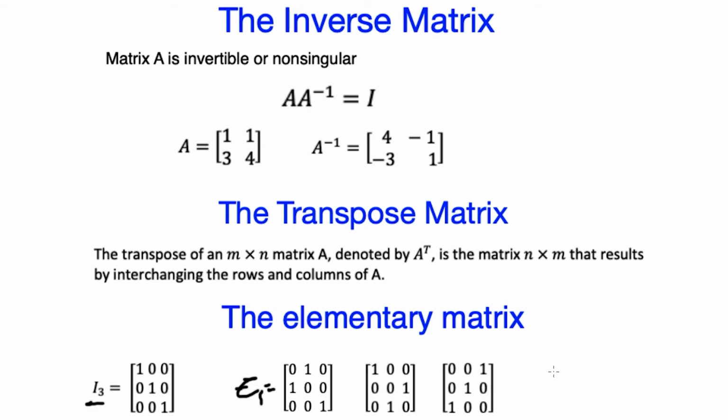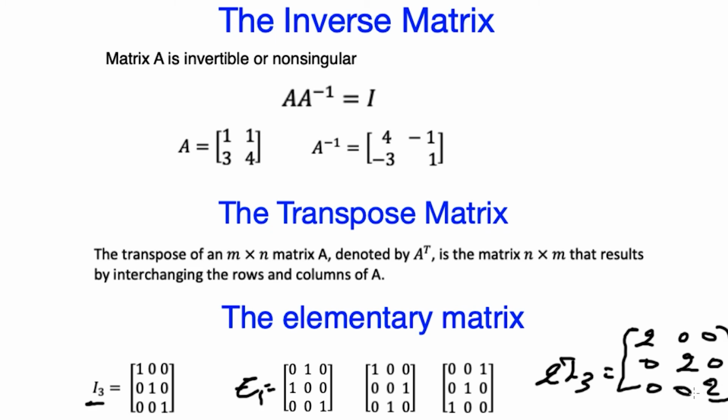And also if we multiply it by a scalar, for example 2 I3 will equal 2, 0, 0, 0, 2, 0, and 0, 0, 2. So this is also an elementary matrix, and to get the elementary matrix we do just one operation. So when we change two rows and also multiply by a scalar, in this case the result won't be an elementary matrix. An elementary matrix is the matrix that we get by doing just one operation on the identity matrix.